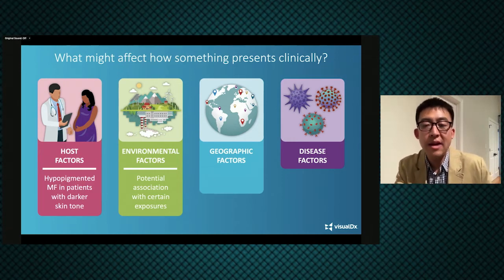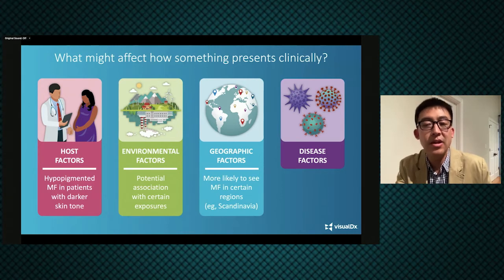In terms of geographic factors, we are more likely to see MF in certain regions like the Scandinavian countries. And so perhaps it's a mixture of these. Maybe it's an environmental factor because of the geographic factor, or maybe it's a genetic predisposition, which would be a combination of host factors with geographic factors.